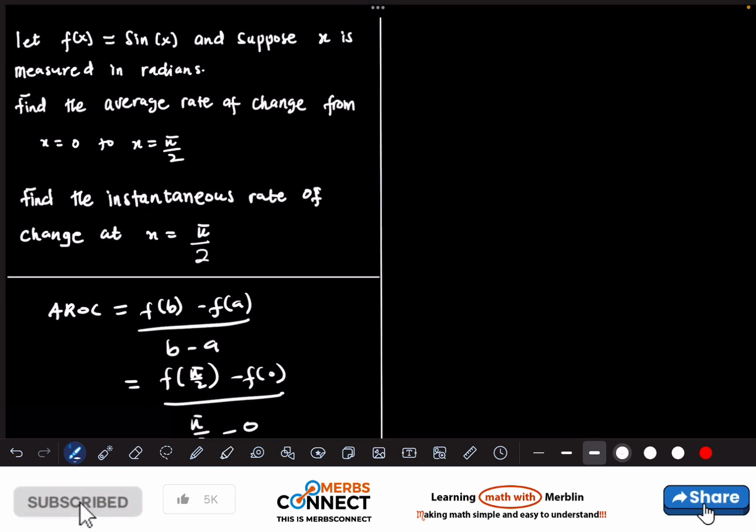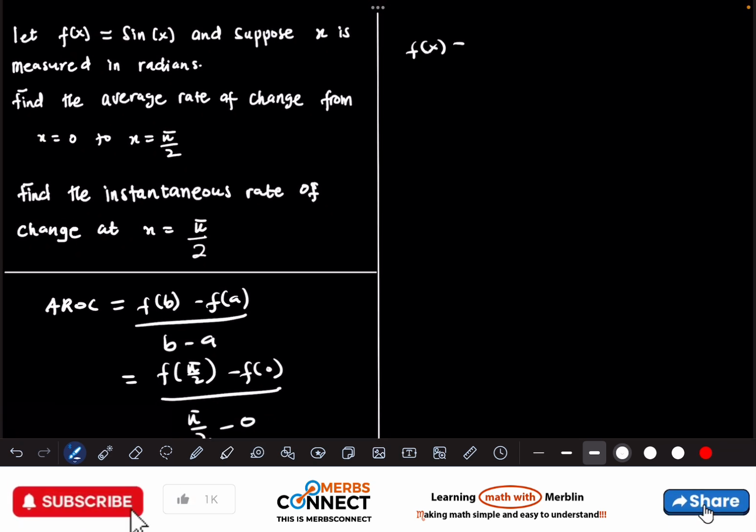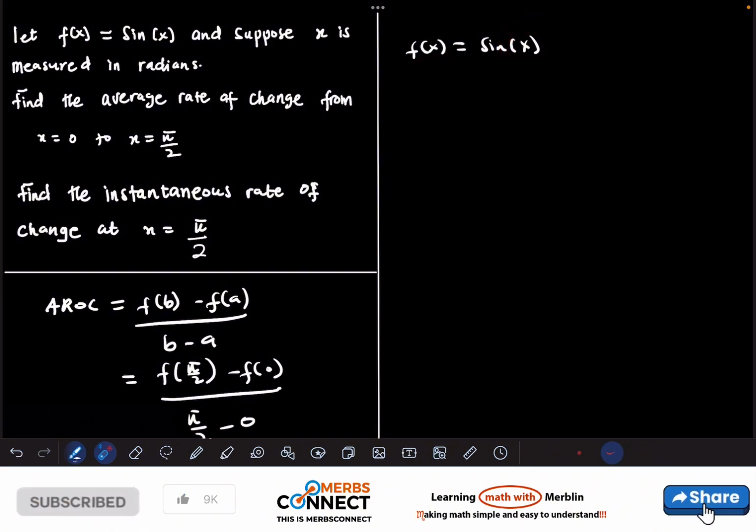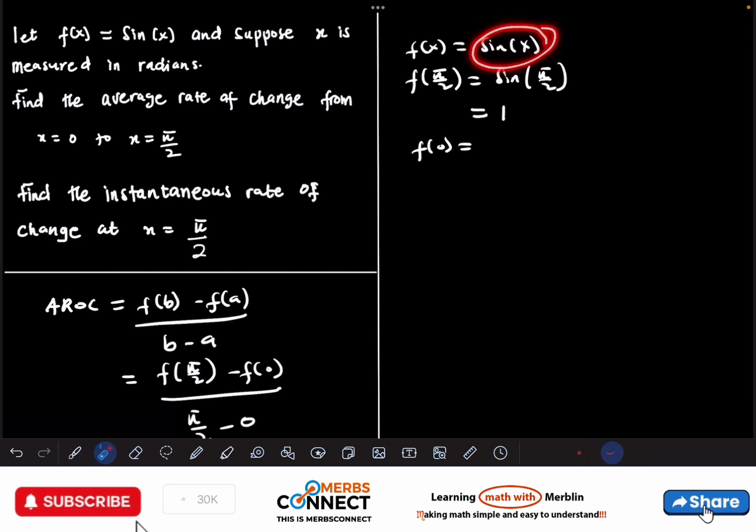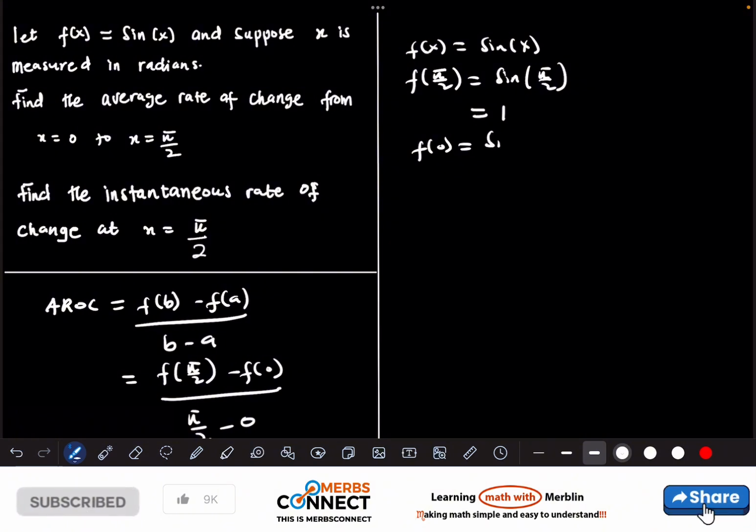Now let's go and look for the function. f of x is equal to sine of x. You can see that this one is in parentheses and this one is also in parentheses already, so we don't need to do anything. So now we need to look for f of pi on 2, which is equal to sine of pi on 2. Sine of pi on 2, what is sine of 90? It is 1. Then we need to look for f of 0. Same thing here, we plug it in there. So we are going to have sine of 0, and sine of 0 is 0.